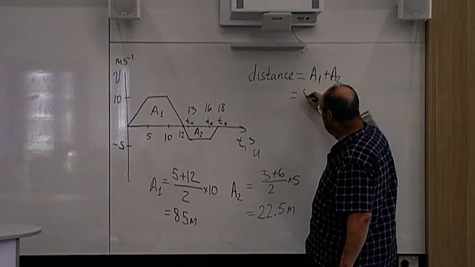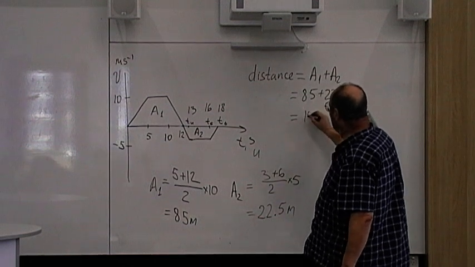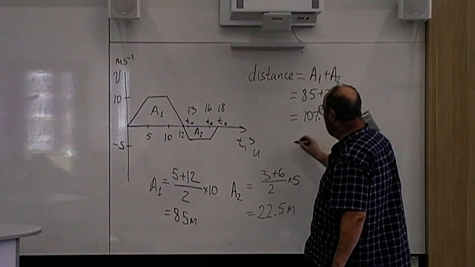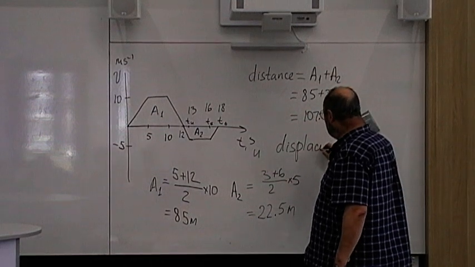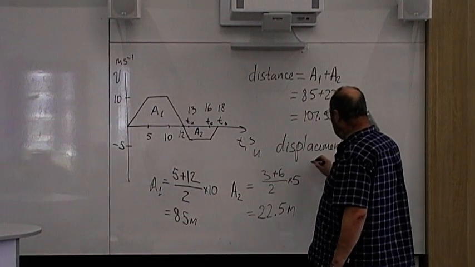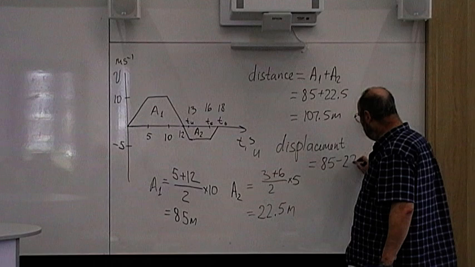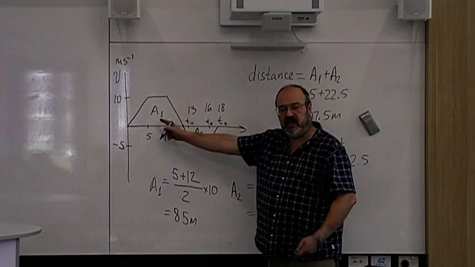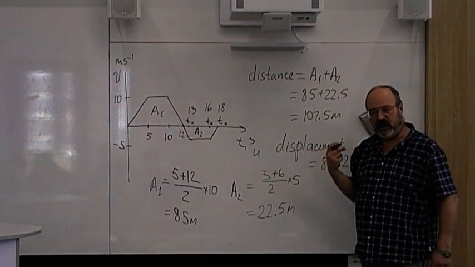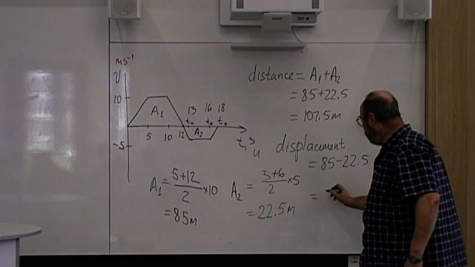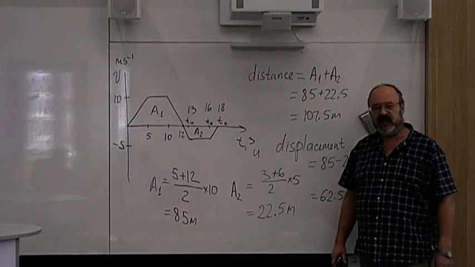So it will be equal to 85 plus 22.5, which is 107.5 meters. But for displacement, we need to take direction into account. We subtract. So displacement will be equal to 85 minus 22.5, because this is 85 meters in the positive direction and then 22.5 meters backwards. So that will be 62.5 meters. Make sense? Yep.